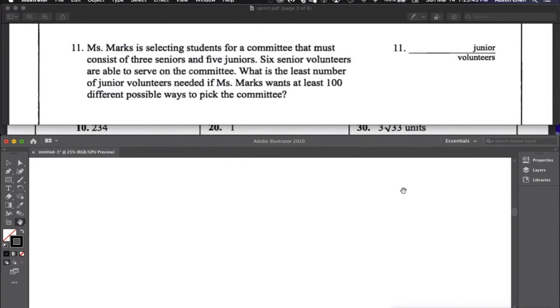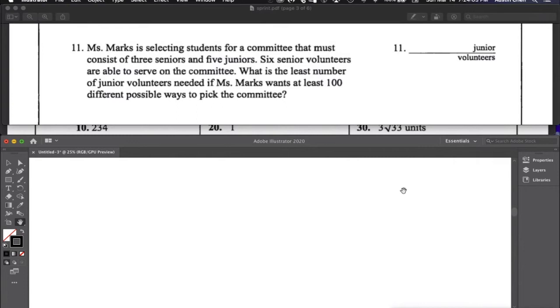Miss Marks is selecting students for a committee that must consist of 3 seniors and 5 juniors. 6 senior volunteers are able to serve on the committee. What is the least number of junior volunteers needed if Miss Marks wants at least 100 different possible ways to pick the committee?